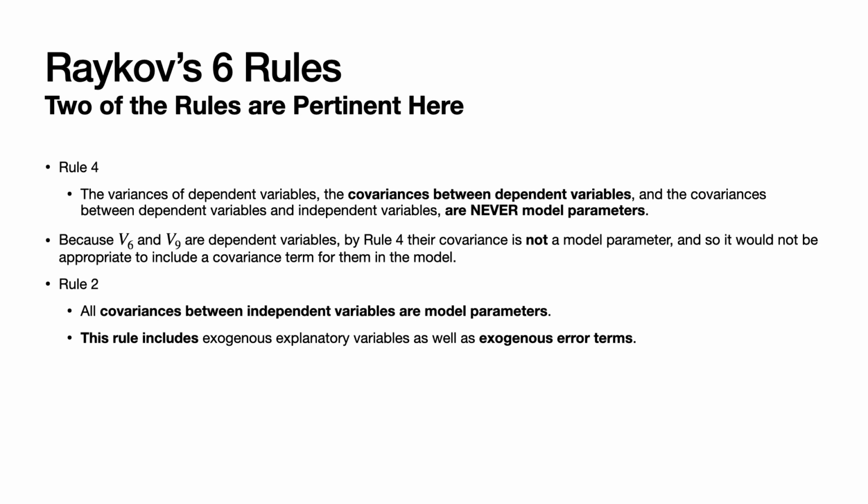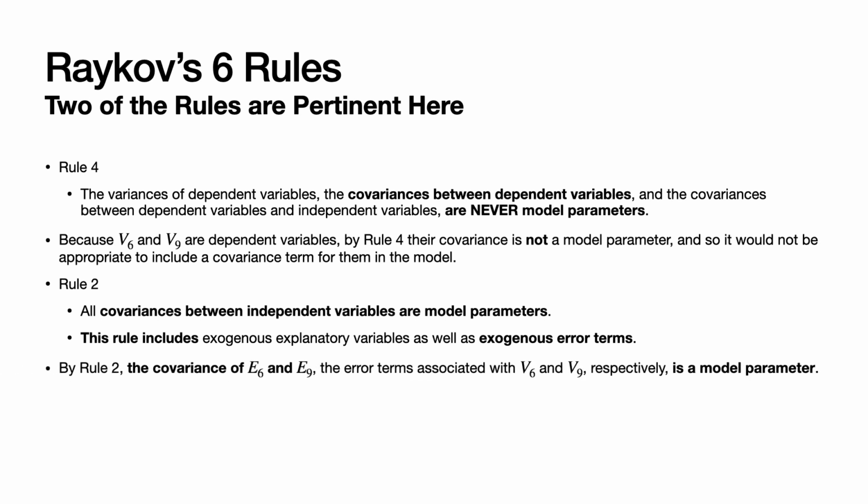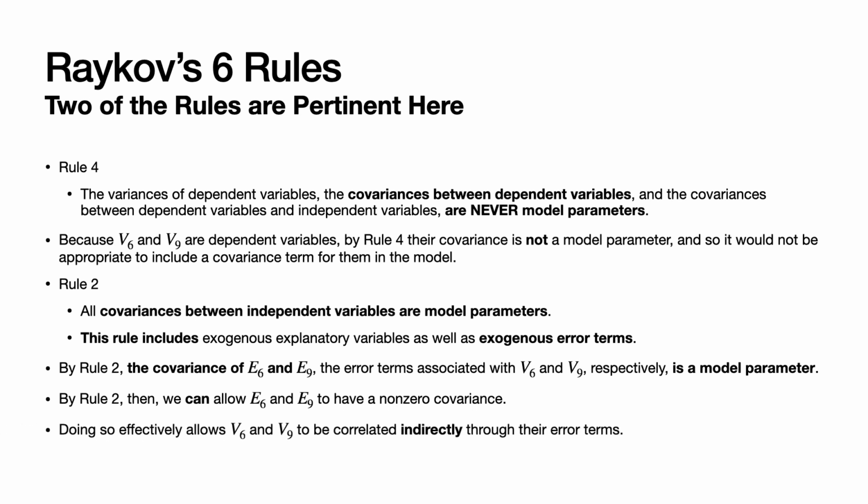Rule 2 says covariances between independent variables are model parameters. This rule includes the exogenous error terms. And so by Rule 2, the covariance of E6 and E9, the error terms associated with manifest variables V6 and V9, is a model parameter. And so by Rule 2, we can allow the error terms E6 and E9 to have a non-zero covariance. Doing so effectively allows V6 and V9 to be correlated indirectly through their error terms.